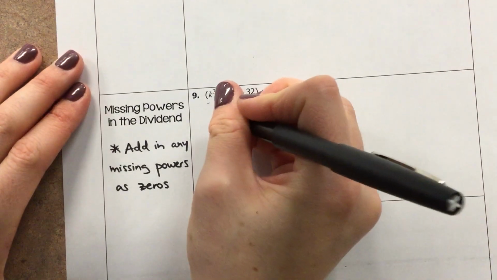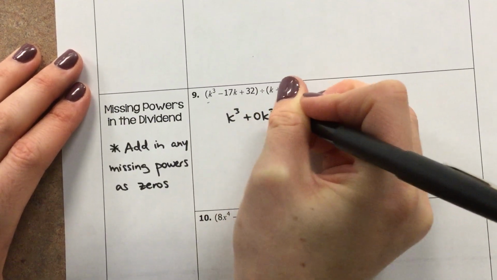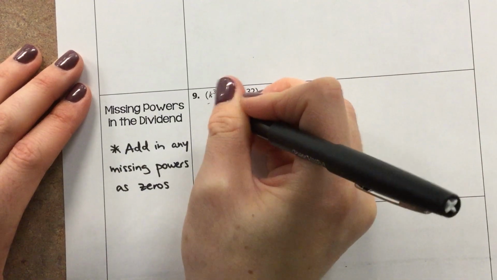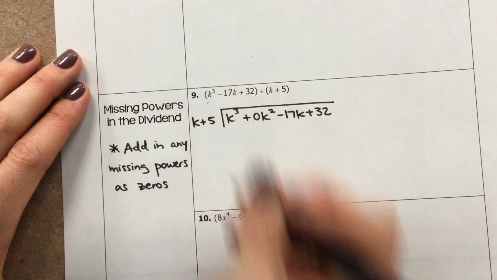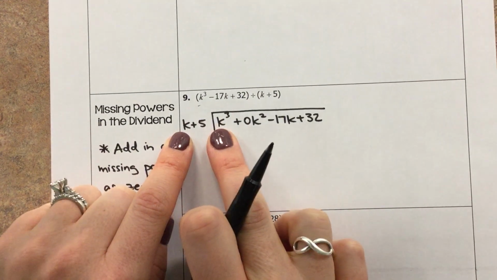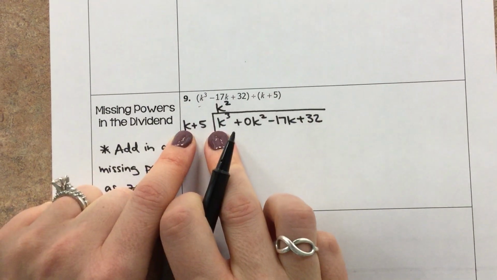Okay, so set up your long division. We have k to the third. We're going to put in a 0k squared minus 17k. The lineup is super important, so it is extremely important that you account for anything that's missing. And we divide by k plus 5. Okay, so how many times does k go into k cubed? Well, k times k squared gives us k to the third.